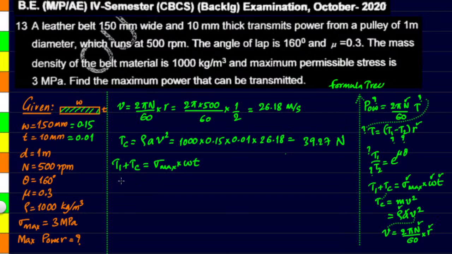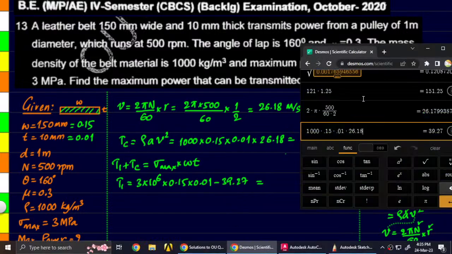So send Tc to the other side and we will get it. So this is 3 megapascal. Mega is 10 power 6. It is in SI units. W, as I told here, 0.15. T is 0.01. And then Tc we need to send to the other side. It becomes minus 39.27. Okay, so let us see what we get.